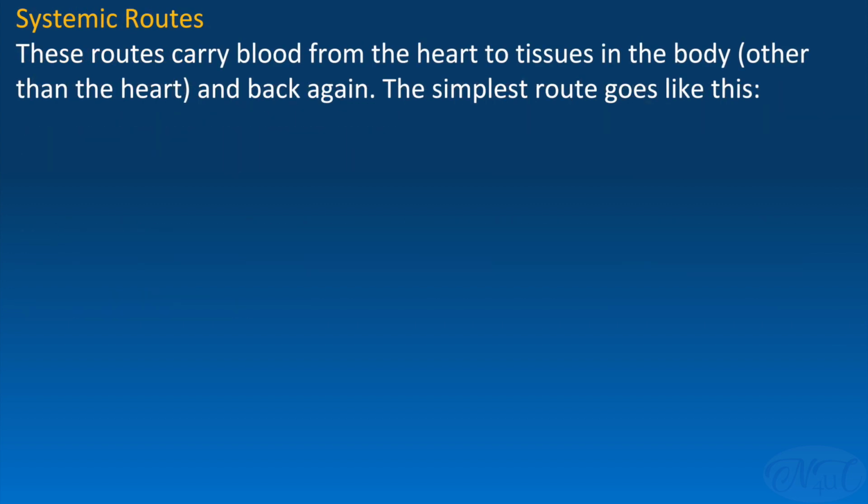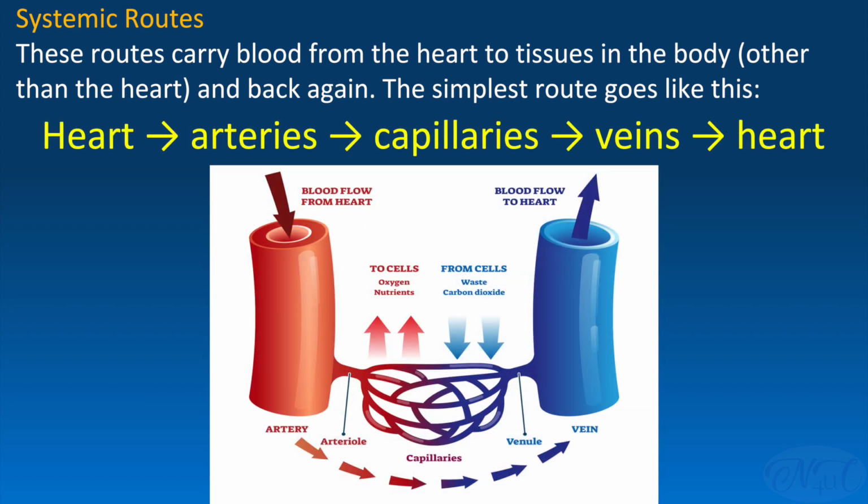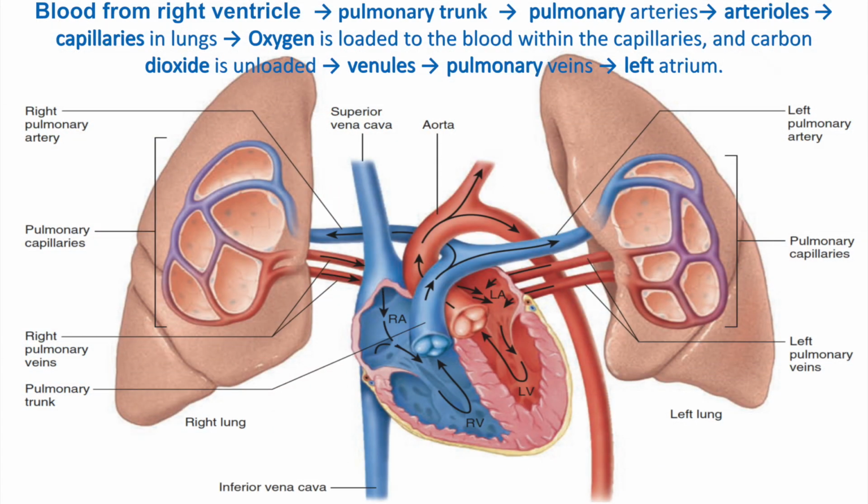Next is systemic route. These routes carry blood from the heart to tissues in the body other than the heart and back again. The simplest route goes like this: heart to arteries, to capillaries, then to veins and to heart. Example of this circulatory route.